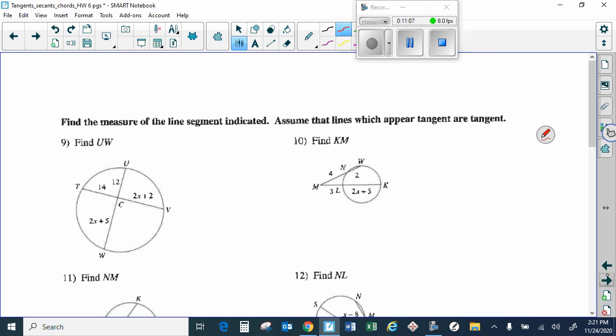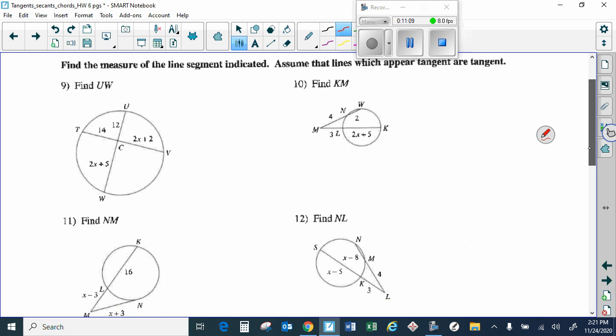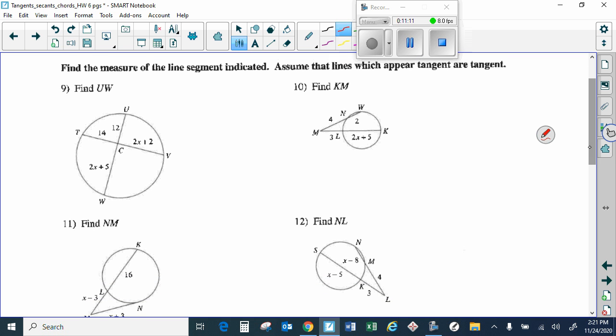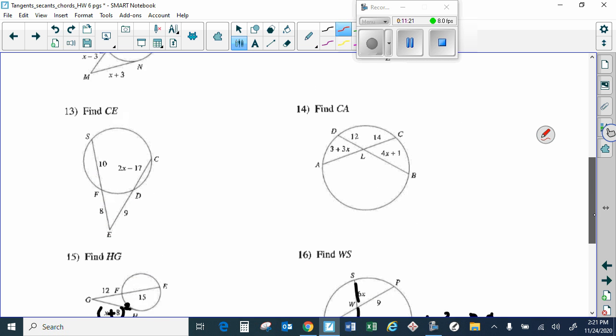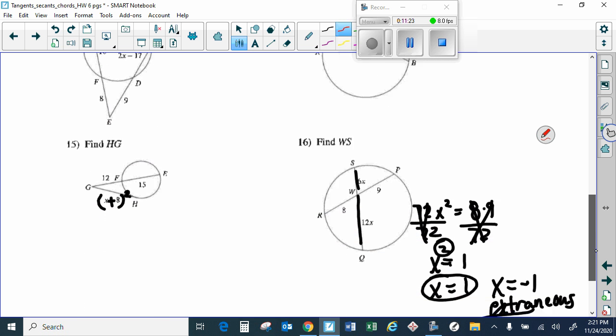Okay, next page. We have the same thing again. Each individual piece multiplied together equals the other two individual chord pieces multiplied together. This is just more practice of all of it put together on this page.